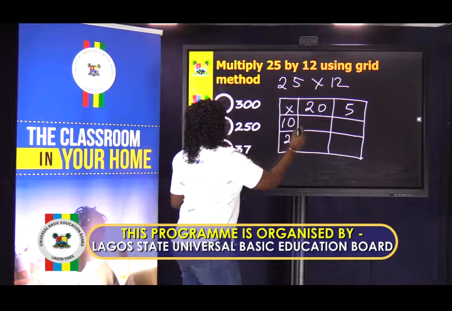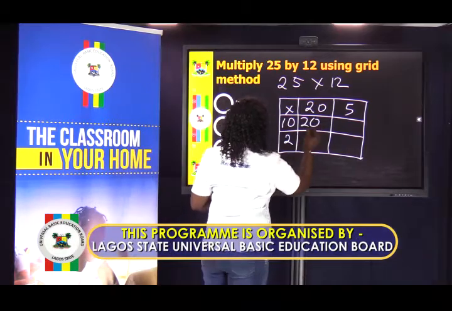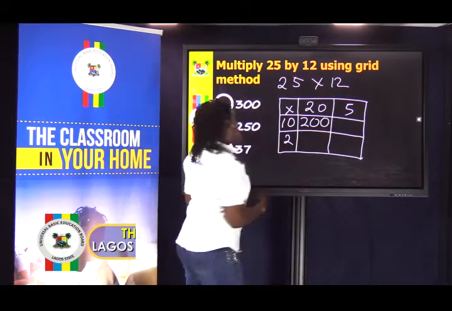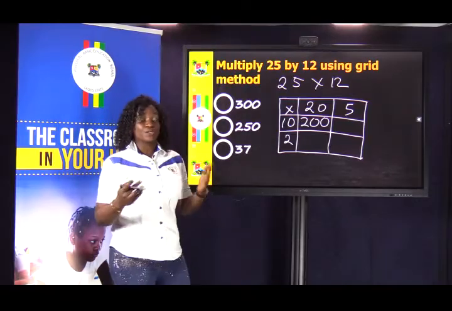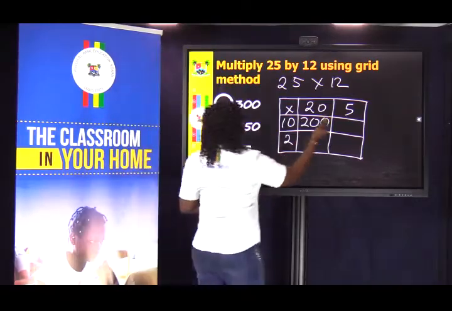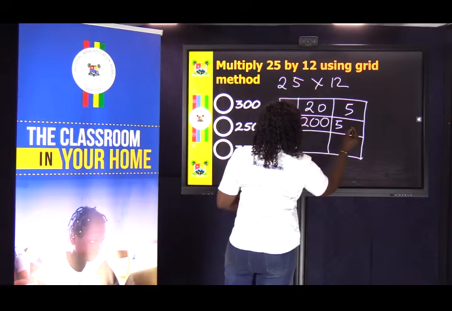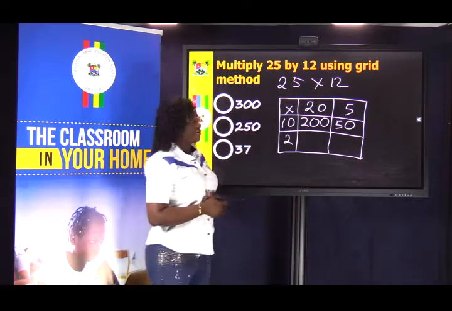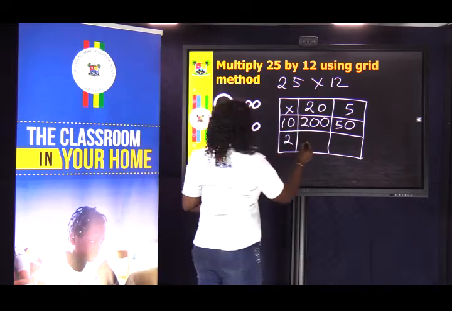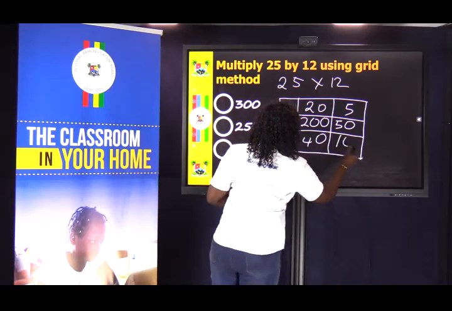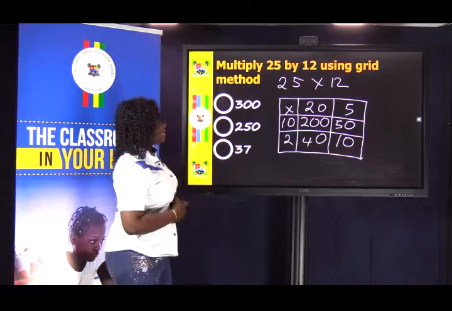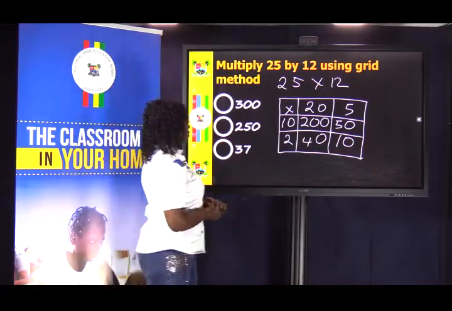1 times 2 is 2. Bring the 0 in first, then bring the second 0. I told you when I was teaching you multiplication of 2 digits by 2 digits. 1 times 5 is 5, then transfer the 0 beside 5. 2 times 2 is 4, then bring down this 0. 2 times 5 is 10. We are not done yet. We have to add everything together.